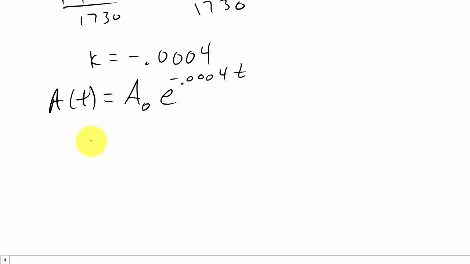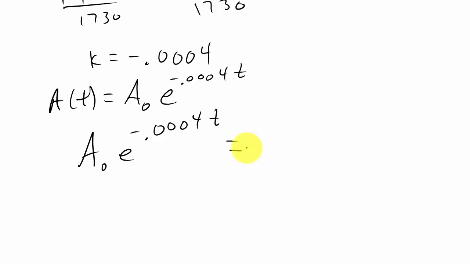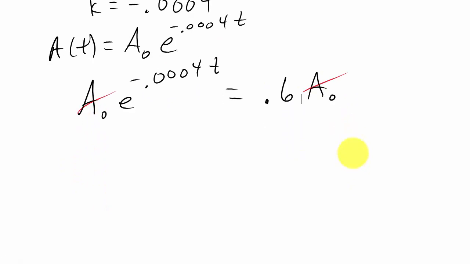So they want to know how old it is. We're looking for the time, how long it took. So A sub 0 e to the negative 0.0004t is equal to, how much is left? 60% of the initial amount. So that's 0.6 times A sub 0. Remember, A sub 0 is the initial amount. Once again, the A sub zeros cancel, and we solve just like we did earlier.